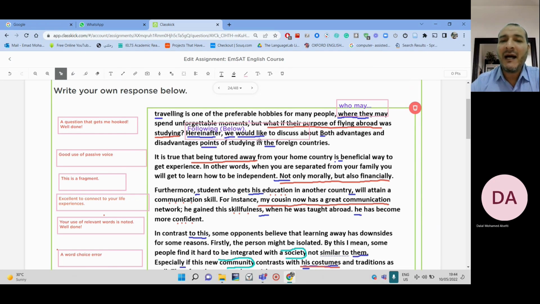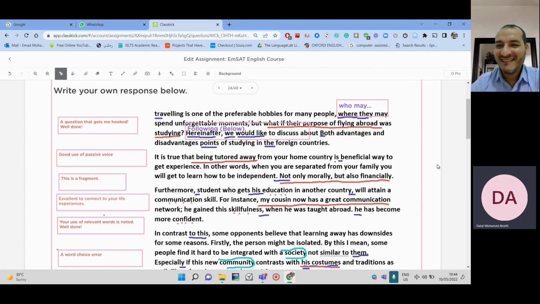Well, I will discuss. Below, following, I will discuss. After following or below, comma, I will discuss about both advantages. So what's wrong with both? Supposed to be small letter. That's it. This is not me, it's this keyboard. Anyway, no problem. I know this is supposed to be small letter.